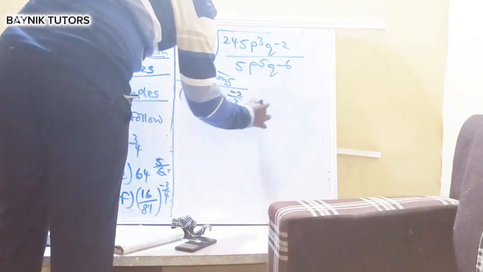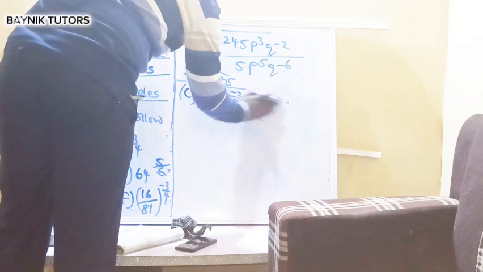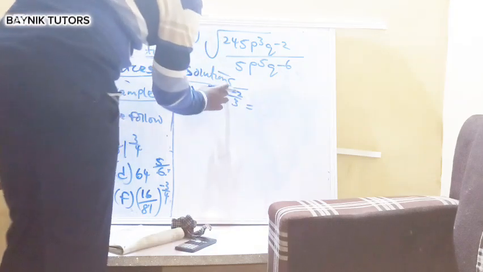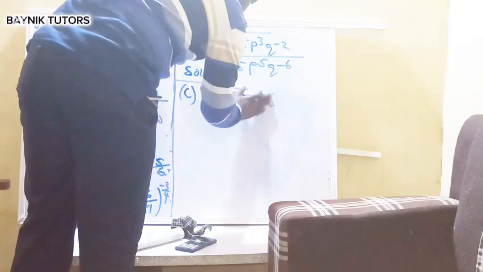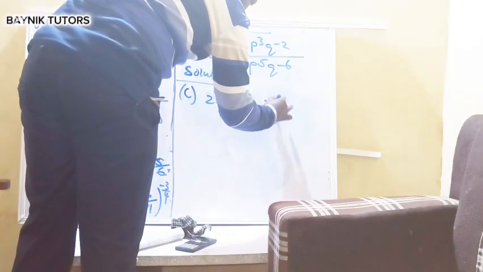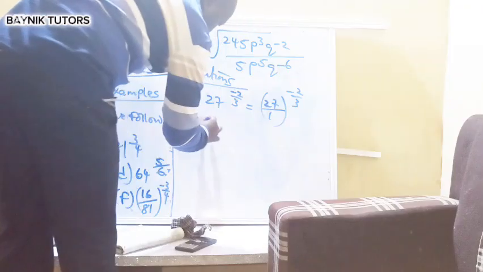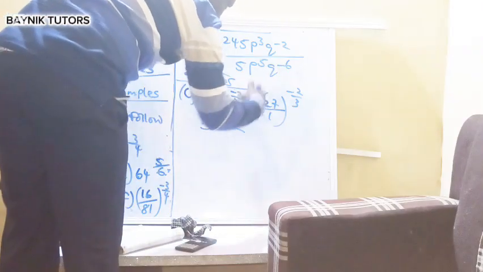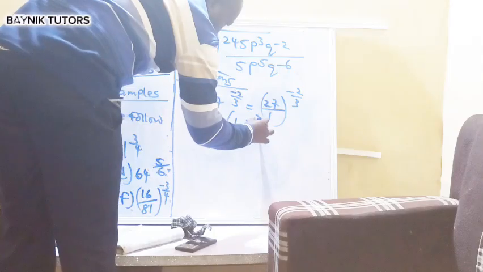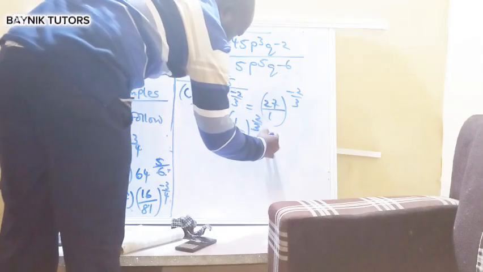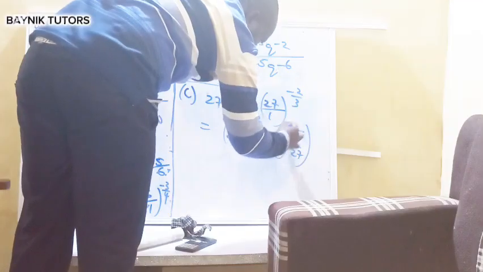So that will be third root. Yeah, now before we do that, sorry about that, you realize that this power is negative. So here is 27 raised to power minus 2 over 3, which becomes 1 over 27 raised to power 2 over 3. So here will now be third root of 1 over 27, raised to power 2.